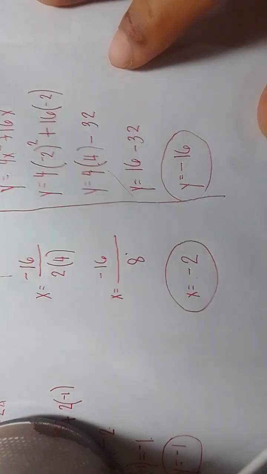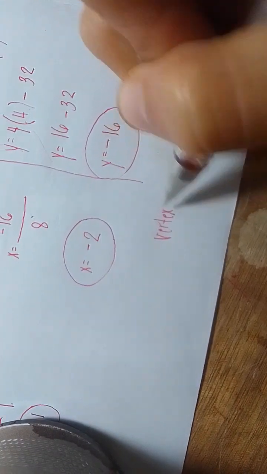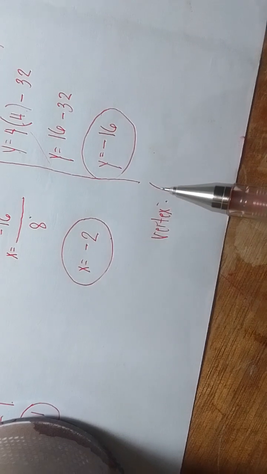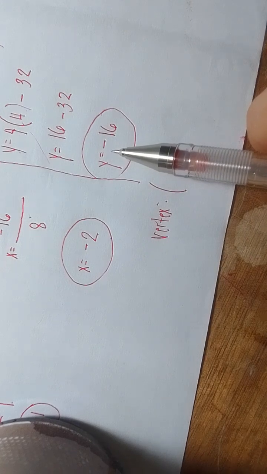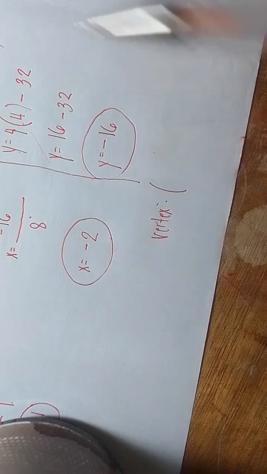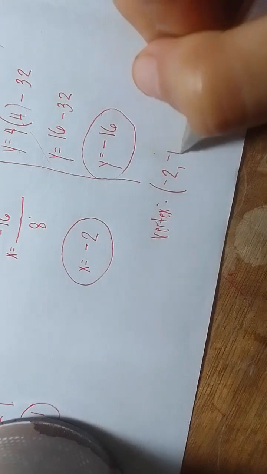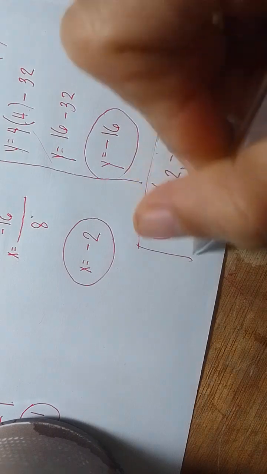So, for your vertex, to conclude, the vertex is, first again, the x coordinate. Write that first, not negative 16, that is wrong. So, our x coordinate is negative 2 first, followed by the y coordinate, negative 16. So, that is your final answer.